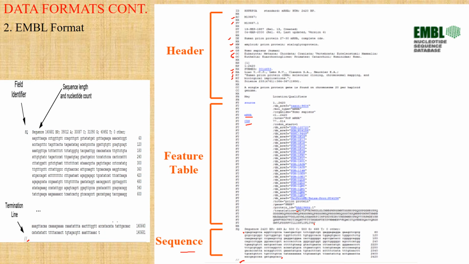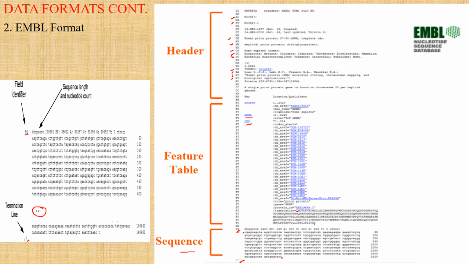For the European Molecular Biology Laboratory, you see it starts with SQ, that is the sequence. It does not start with ORIGIN like in GenBank, it starts with SQ. So when you see this SQ at the beginning of the nucleotide sequence, you know that it is from EMBL. When you look at this, you see that many nucleotides have been omitted, and you see these three dots. These three dots tell you that many nucleotides have been contracted and not shown.